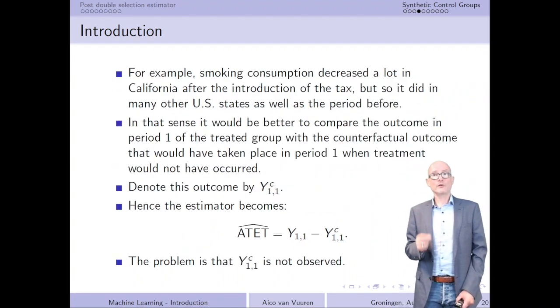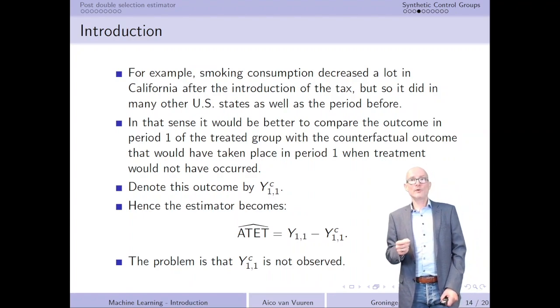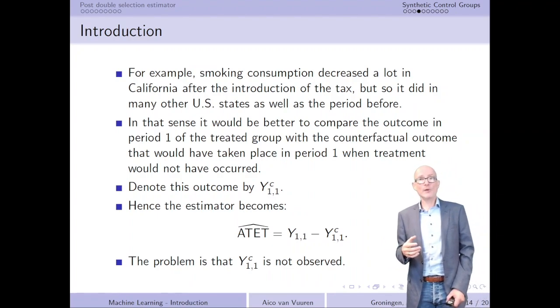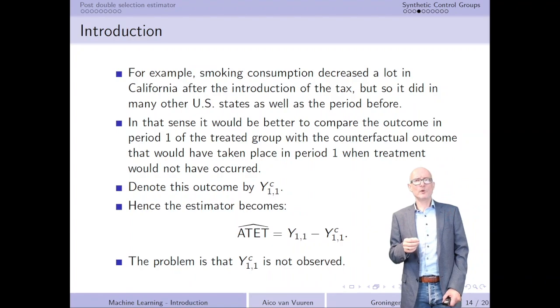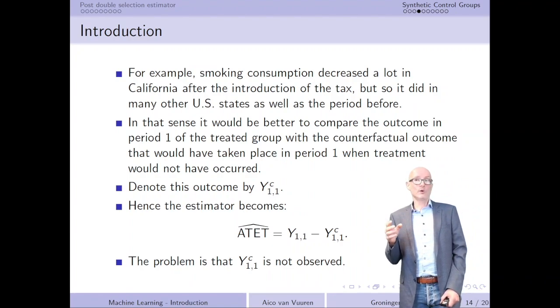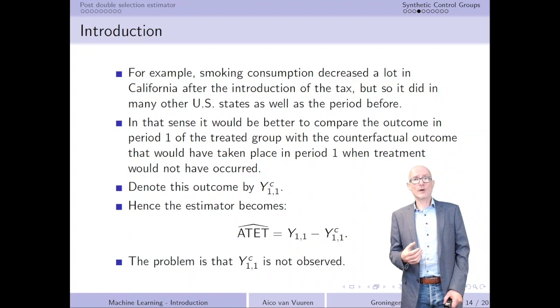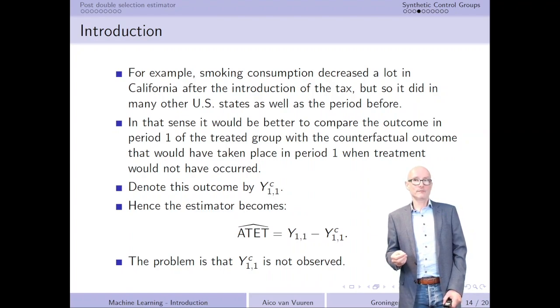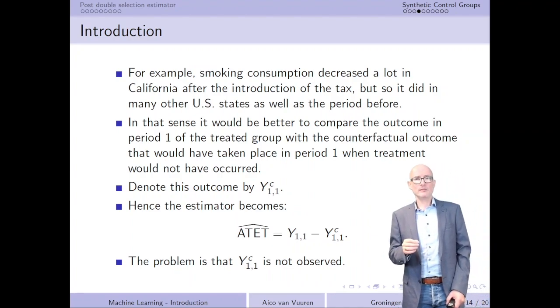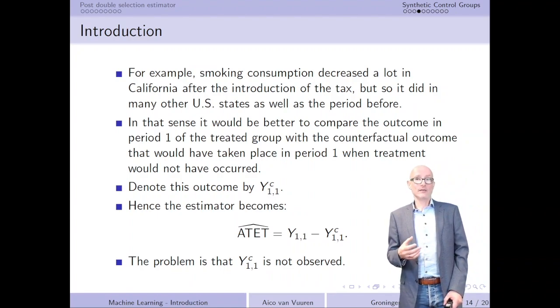In that sense, it would be better to compare the outcome in period 1 of the treated group with the counterfactual outcome that would have taken place in period 1 when treatment would not have occurred. We will later on ask ourselves how we are actually going to get that, but first we are going to denote this outcome by y11c. So c in this case is for counterfactual, and that means that very generally our estimator of the average treatment effect among the treated is simply equal to y11 minus y11c. We should of course take into account that the problem is that y11c is actually not observed. So we cannot directly observe this y11c.